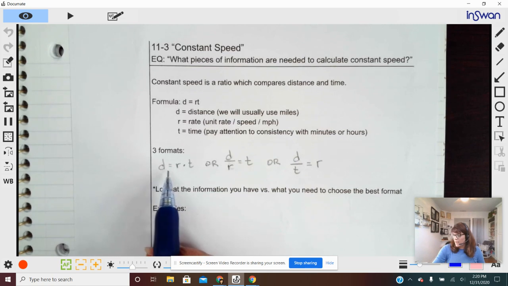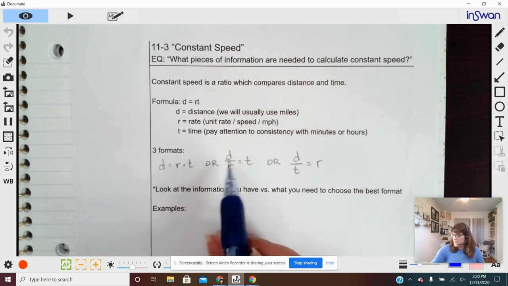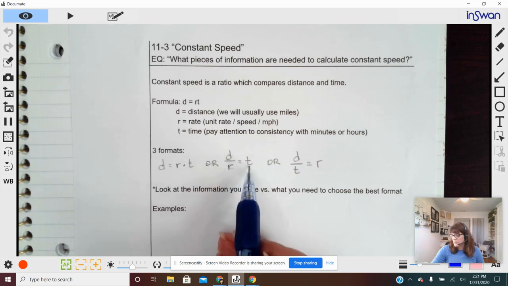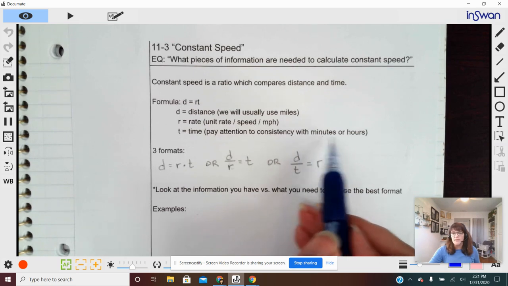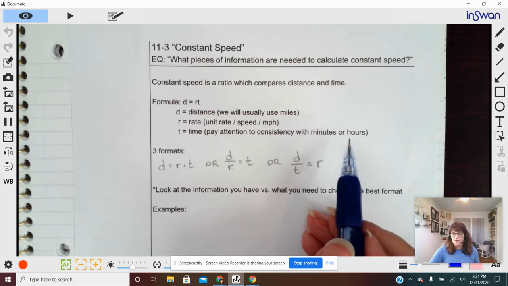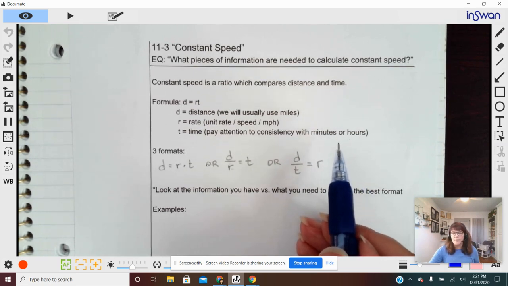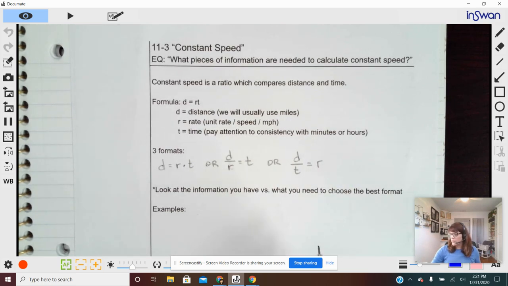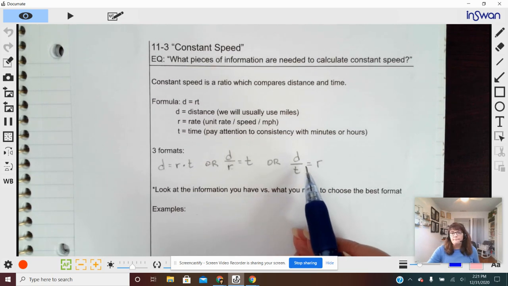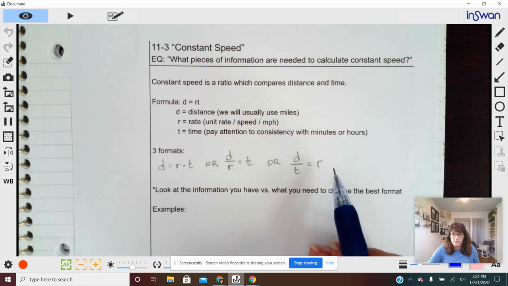Okay, so if I know the rate and time, I can multiply them together and get the distance. If I know the distance and the rate, I can divide the distance by the rate and find out time. And we just want to be consistent with minutes and hours. We don't do seconds very often, but I will make a little note here of some of the conversions. If I have distance and time, then I can tell you the rate.